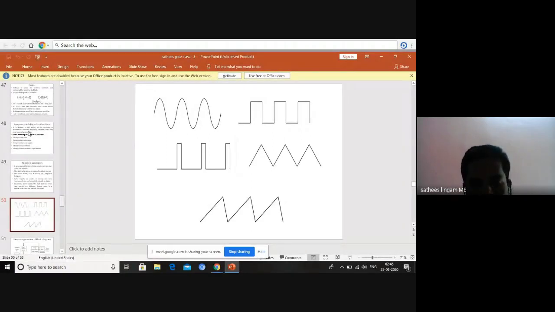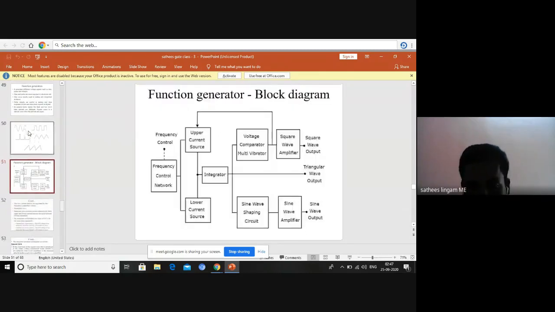Likewise, another one is the triangle waveform, with sharp edges. Then another one is the sawtooth, the last waveform. So these are the different kinds of waveforms, which are called different functions, created by a function generator. Now the common block diagram of a function generator.